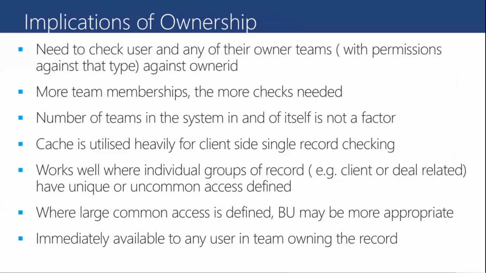So the implications of ownership. It basically needs to check the user and any of the other owner teams with permissions against the type and its owner ID. So basically it would save the team ID or the user ID, right? The more team members, the more checks are needed. So if it's a team, it would have members, right, in a separate table. So it would do a join and then check. So you may have some performance issues if you have a very large number of records with team ownerships. So something to keep in mind.